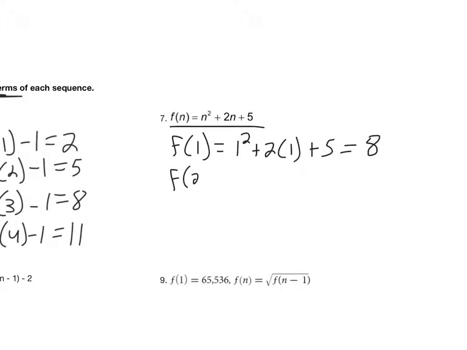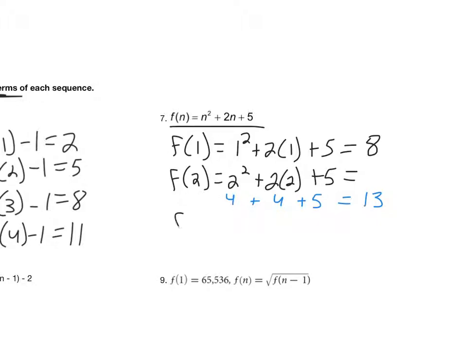F of 2 would be 2 squared plus 2 times 2, because anywhere I see an n, I need to plug in a 2, plus 5. Okay, 2 squared is 4, 2 times 2 is 4. So 4 plus 4 plus 5: 4 plus 4 is 8, and 8 plus 5 is 13.